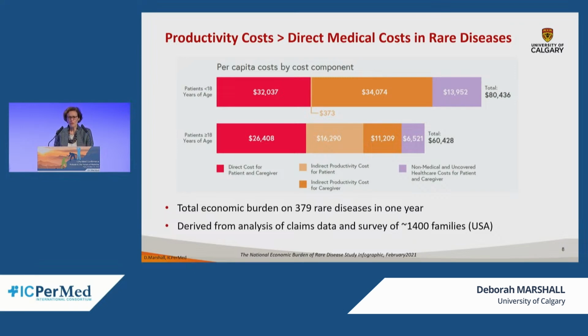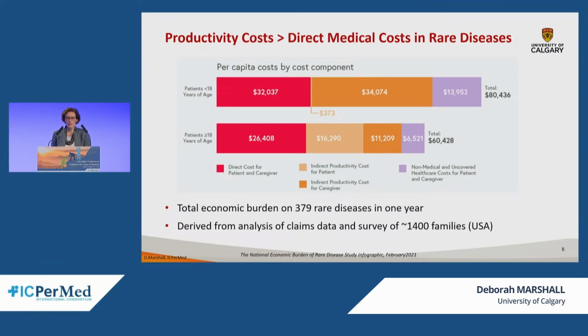And to start with, just in general, I had mentioned this earlier, but these productivity costs that I referred to can actually equal or exceed direct medical costs in rare disease. And this was an unusual piece of evidence that came forward, done in the US, admittedly. It was using claims data and also using surveys from 379 different types of rare diseases. There's over 1,000 patients with rare diseases.